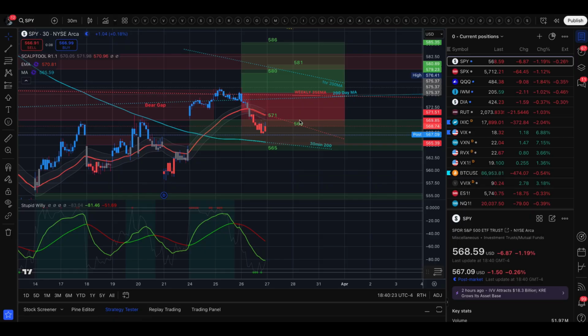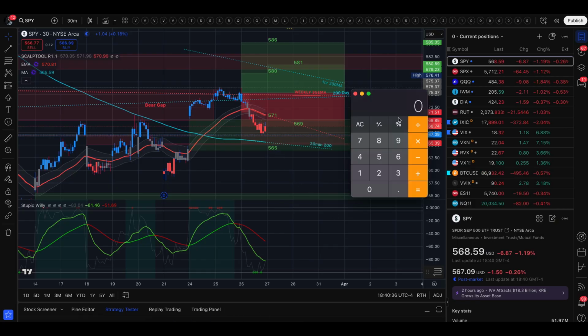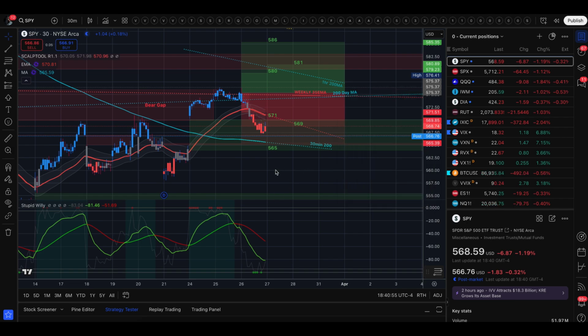But if you add the three strikes together, so 571, 569, and 565, let's get the calculator out. So 571 plus 569 plus 565 divided by 3 would give us the closest strike that we should trade at: 568.33. Rounded out, that would be 568. So look at where we closed, 568.59. If you sold 568 and then took that $2 wide spread that was here, so you sold 568 and you bought 566, that would have closed up 100%.